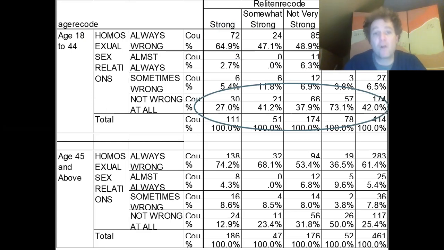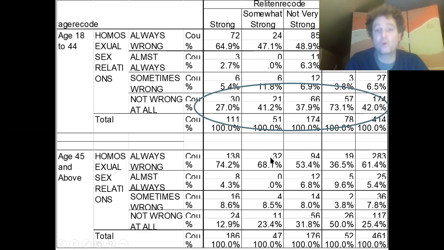All right, what about not wrong at all? Is there a relationship there? Yes, there is. It's getting a little bit more fuzzy, but generally it's still there. If you're strongly religious, 27% think it's not wrong at all, versus if you have no religion, 73% think it's not wrong at all. So there's still that relationship holding.